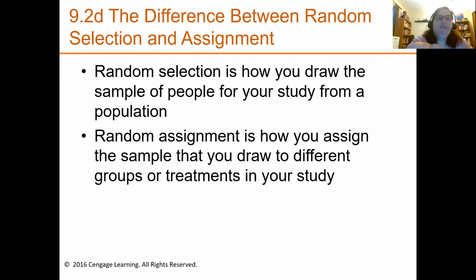So again, let's talk through one more time that random selection versus random assignment piece. Random selection is how you draw the sample from the population. Random assignment is how you assign the sample that you draw to different groups or treatments in your study.